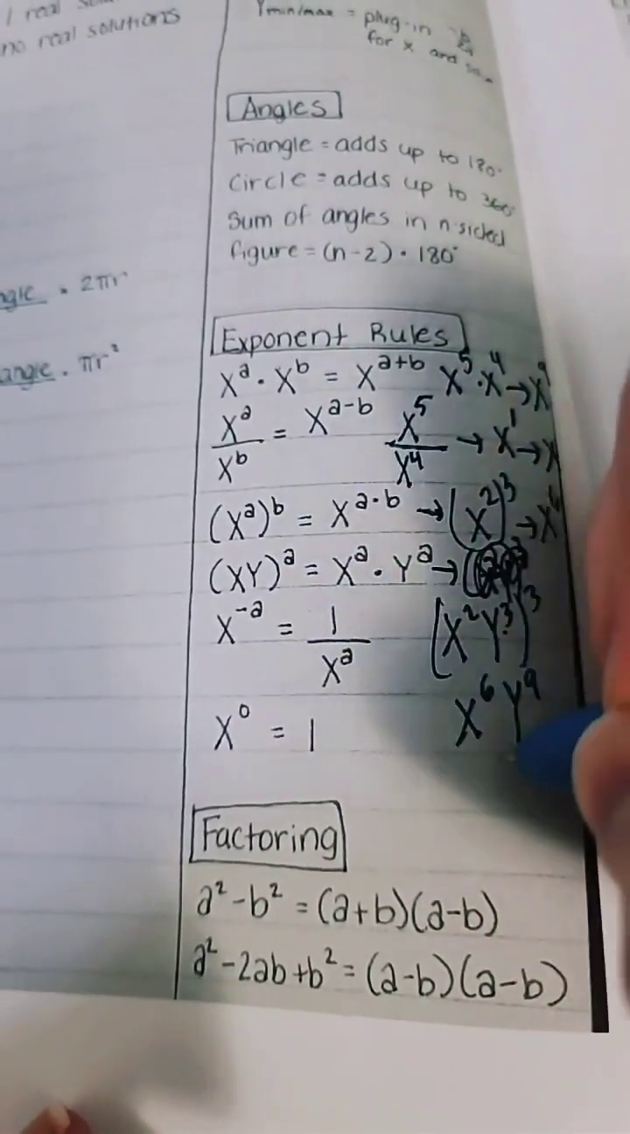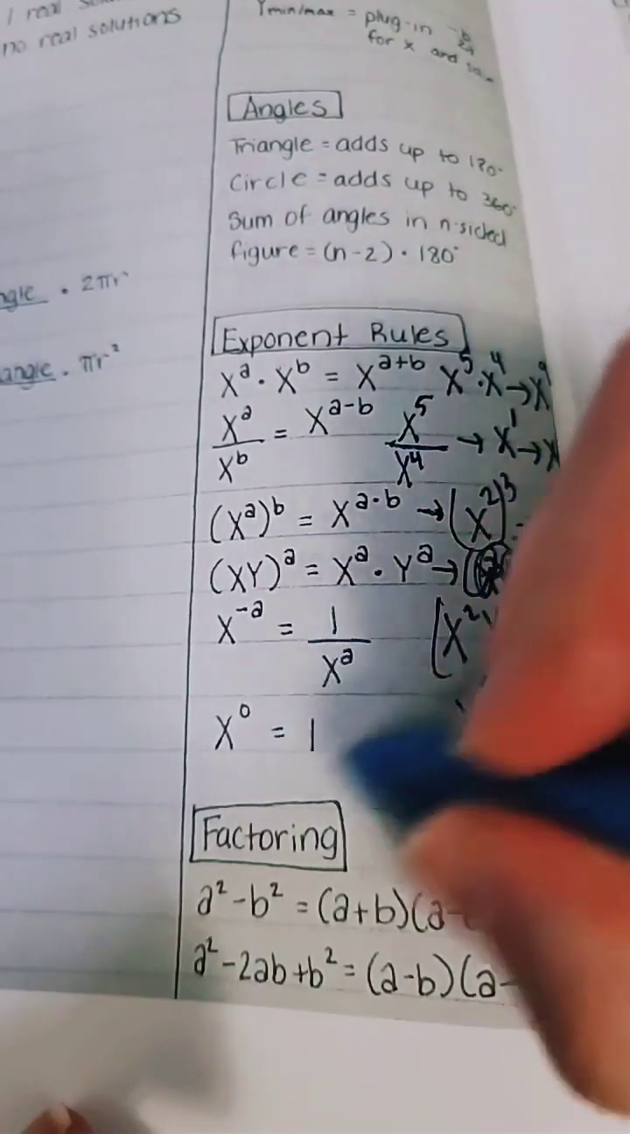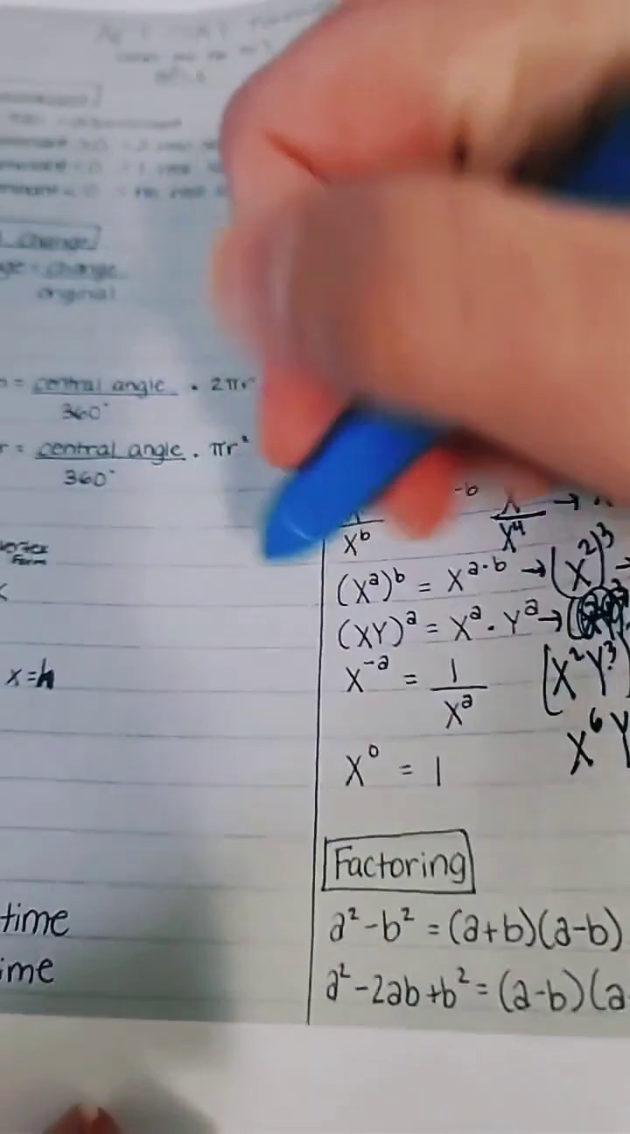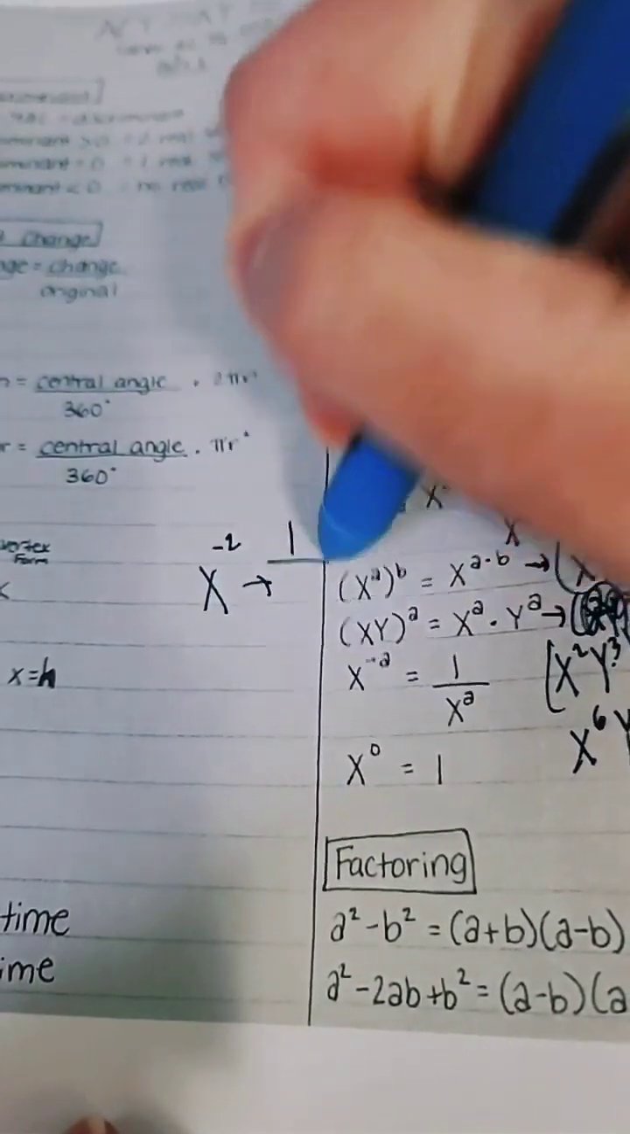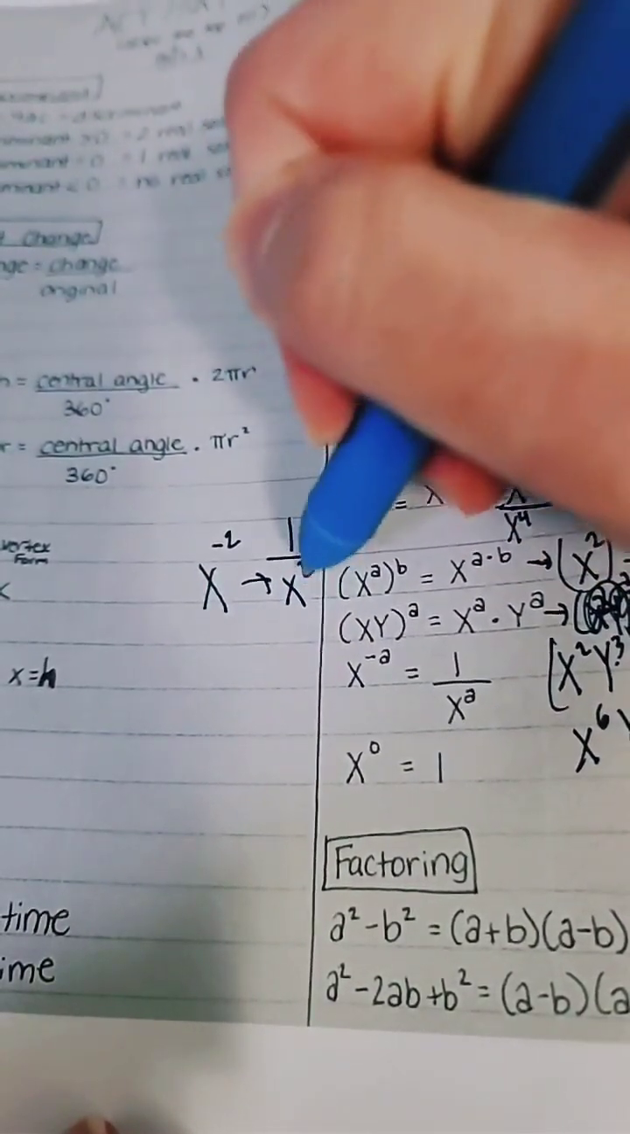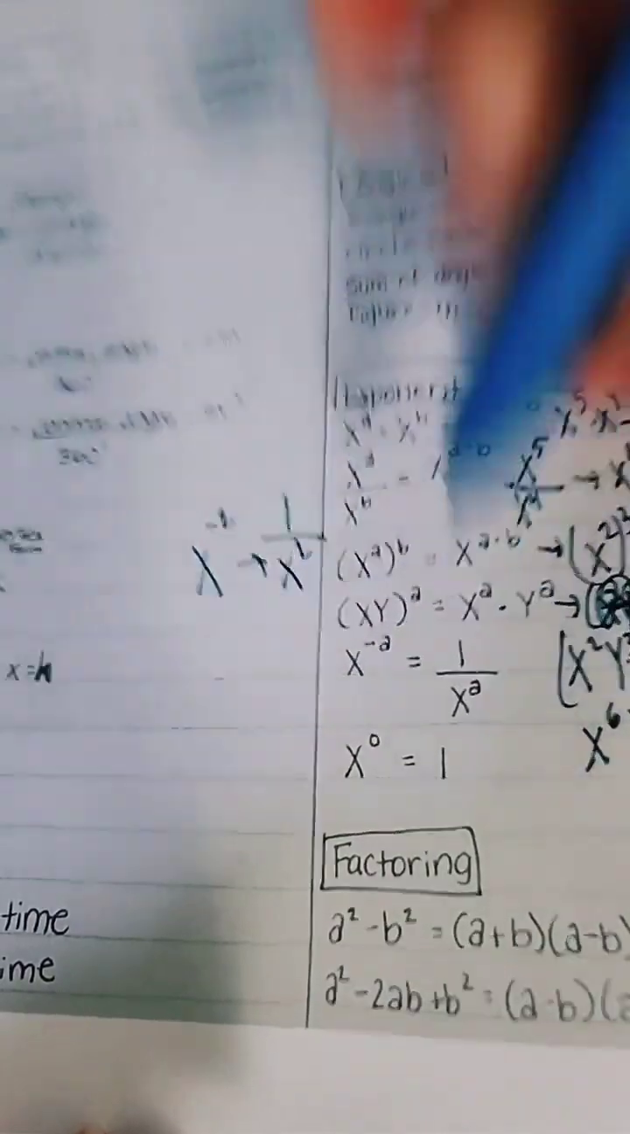So then we have something to the 0 power is equal to 1. That's always going to be true. And then anything to the negative exponent, like let's say you have x to the negative 2nd power, you just put a 1 in the numerator and you put the thing to the positive version on the bottom.